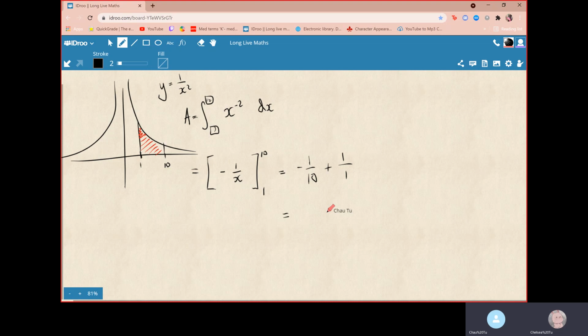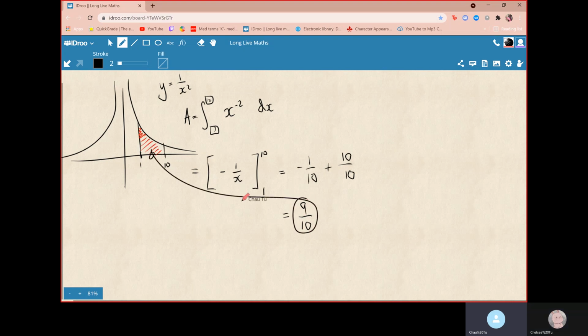No. In order to add or take away fractions, the two denominators have to be the same. Yeah, Chelsea, I changed it. So this would be 10 over 10, so that would be 9 over 10. Positive 9 over 10. So that's your area underneath that. Okay, Chelsea.